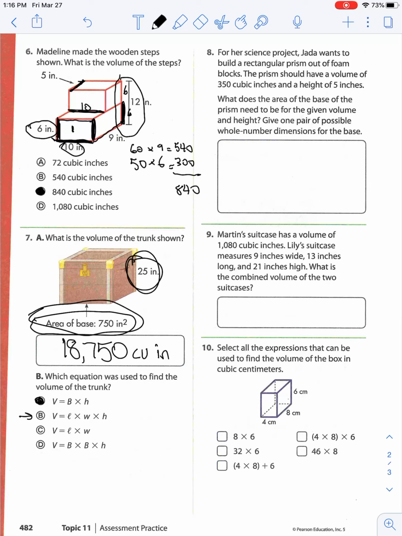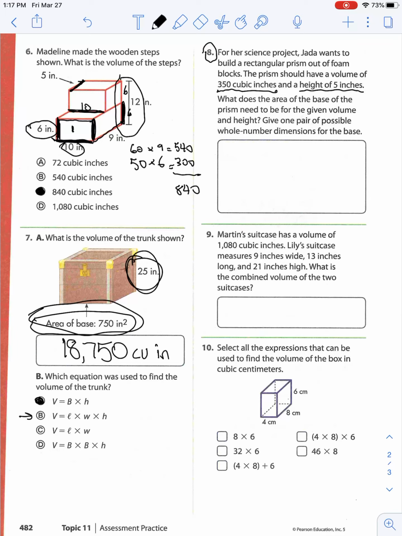For her science project, Jada wants to build a rectangular prism out of foam blocks. We're on number 8, boys and girls. The prism should have a volume of 350 cubic inches and a height of 5 inches. Well, that's a little different because what they've done here, they've given us the volume and they gave us the height. Let's read on to see what they want us to do here.